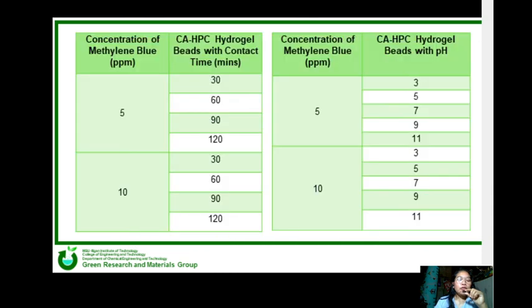Presented here is the table for the varying initial concentration of methylene blue with the varying contact time of 30, 60, 90, and 120 minutes, and with the varying pH of 3, 5, 7, and 11. Their adsorption capacity and percent removal will then be obtained using the aforementioned equations.